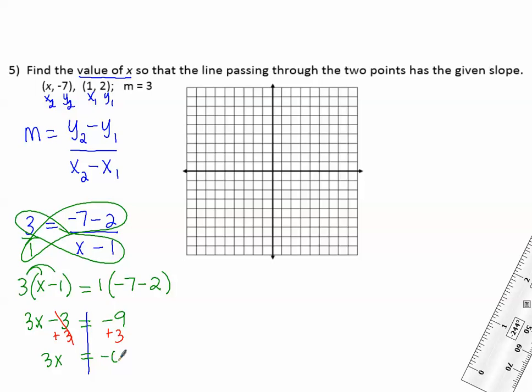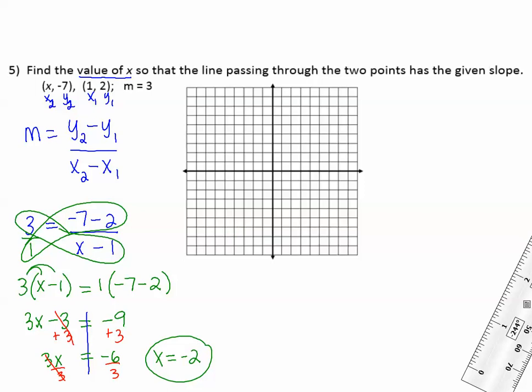3x equals negative 6, divide by 3, and x equals negative 2. That's one way to do it. Now, I gave you a piece of graph paper because another way to do it is to graph it.